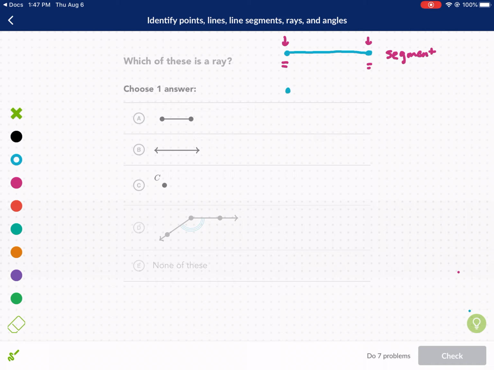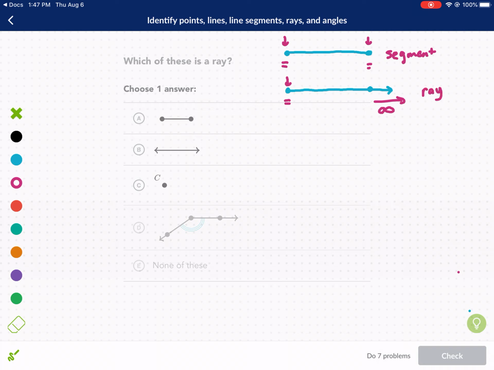The next thing we have is a ray. So a ray has 2 points also. However, a line extends through one of the points infinitely. So it has a definitive start, but it has no end. This goes on forever. That is a ray.